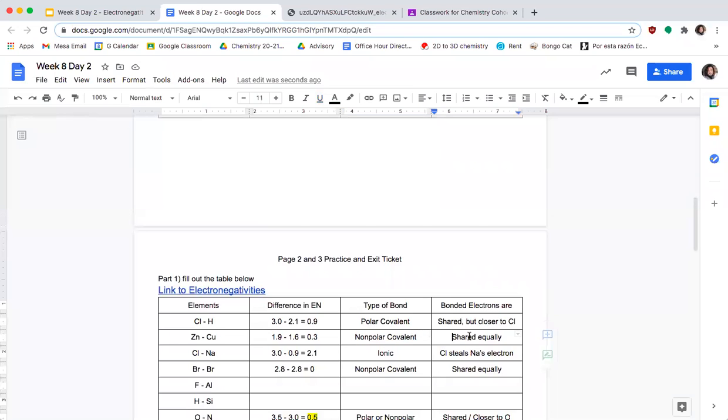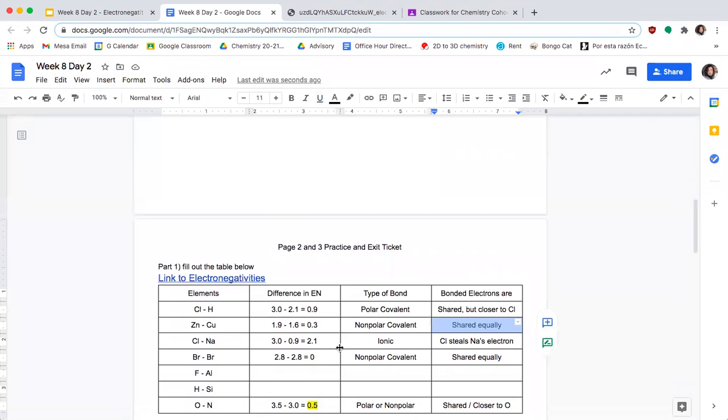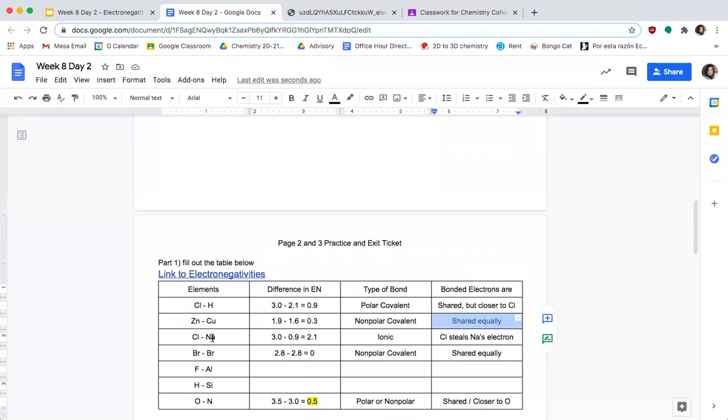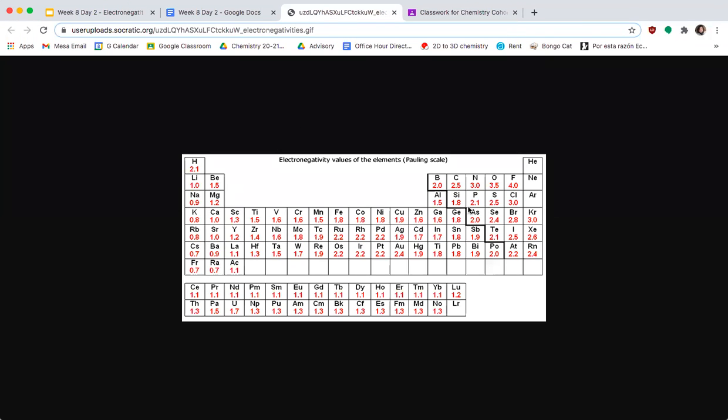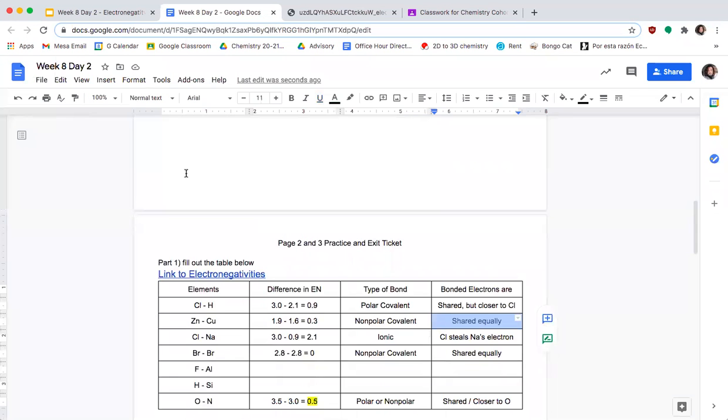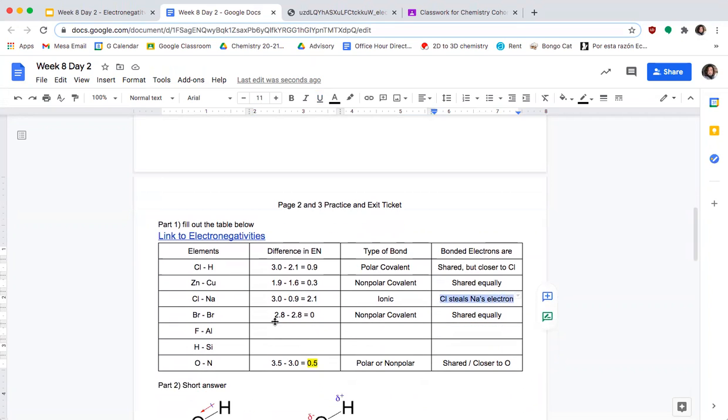And what would I say about the electrons? They are shared equally. What about chlorine and sodium? Again, if I look back on here, Na is right here, Cl is right here. That is 3.0 minus 0.9. The difference is big. 2.1 is a big difference. It's an ionic bond. The chlorine atom steals the sodium atom's electron. Here's an example of two atoms of the same type bonded together. It's a nonpolar covalent bond. They're shared equally. The electronegativity difference is 0. It's as low as it can be.